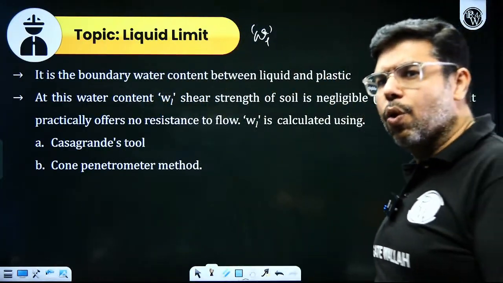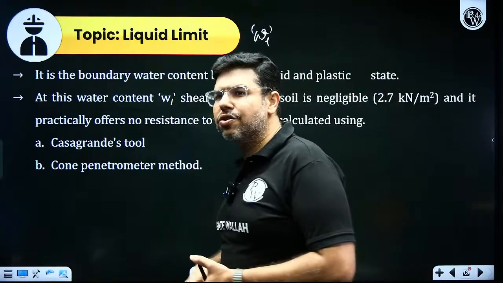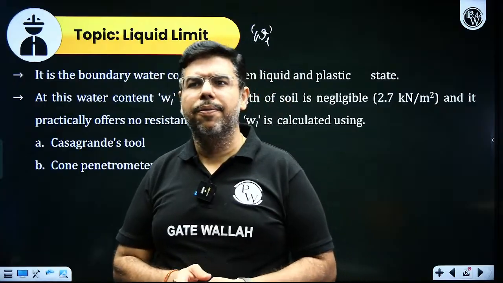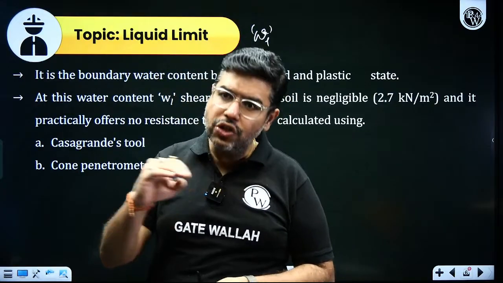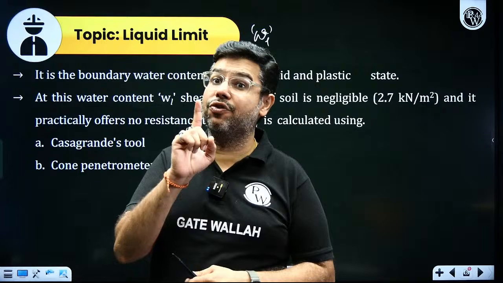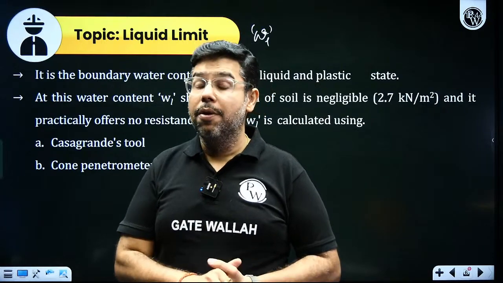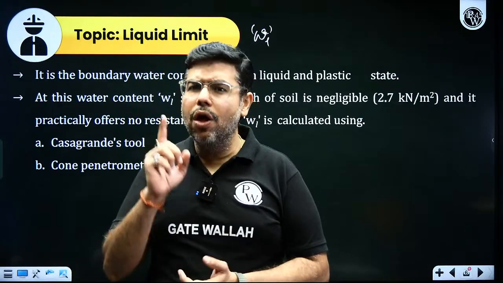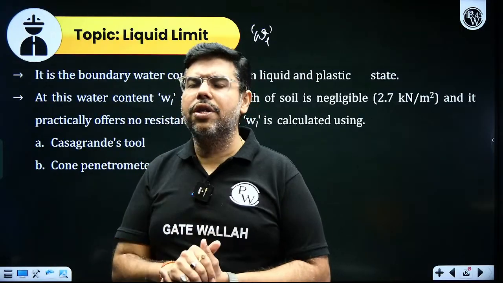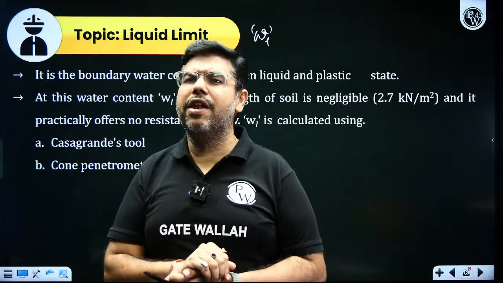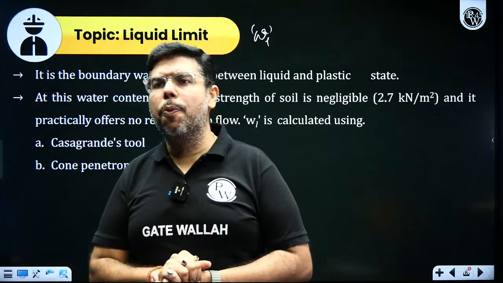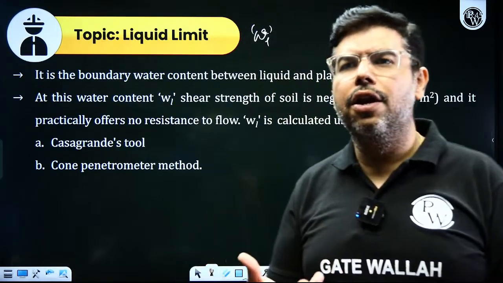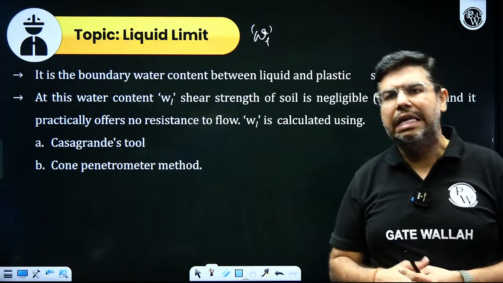At this water content, shear strength of soil is very negligible, around 2.7 kPa. So, all the soils have the same shear strength at liquid limit. Please remember this, because this will be the basis of our experiment. All the soils have same shear strength at liquid limit, and that shear strength is very negligible at around 2.7 kPa. And the soil offers practically no resistance to flow, means it can easily flow.